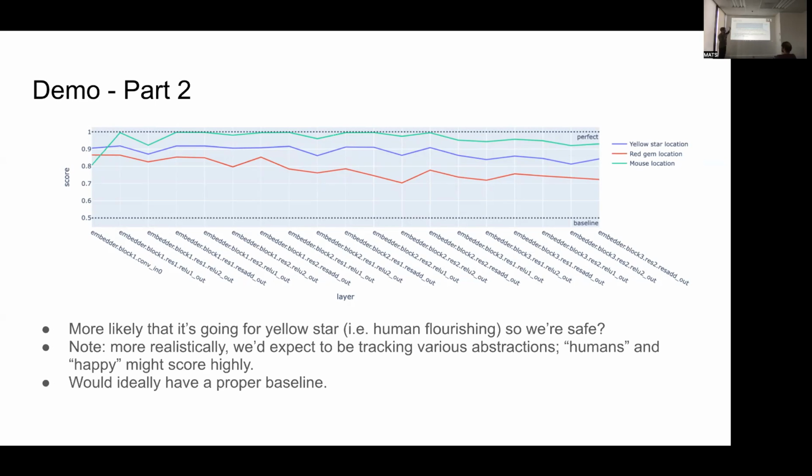Yeah, and we should have a proper baseline for this. This doesn't really count for various reasons, like the fact that this particular architecture does image processing, and so all abstractions are going to be relatively high compared to this baseline. So that's just something to keep in account.